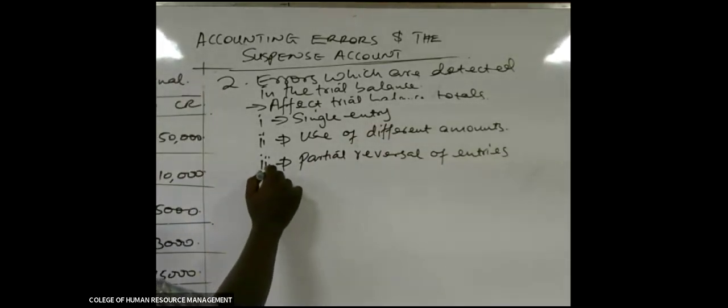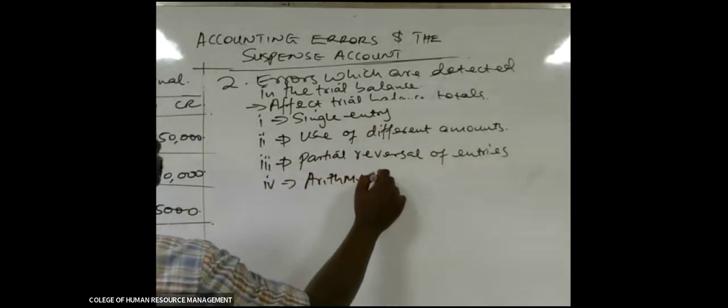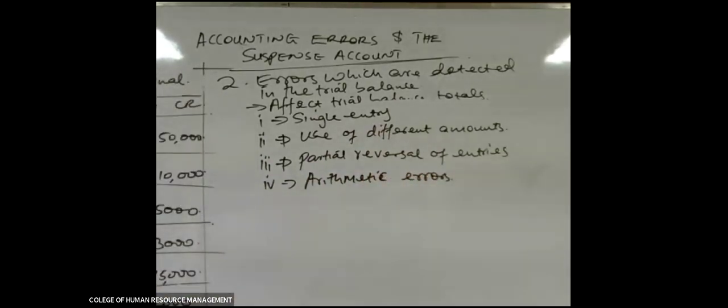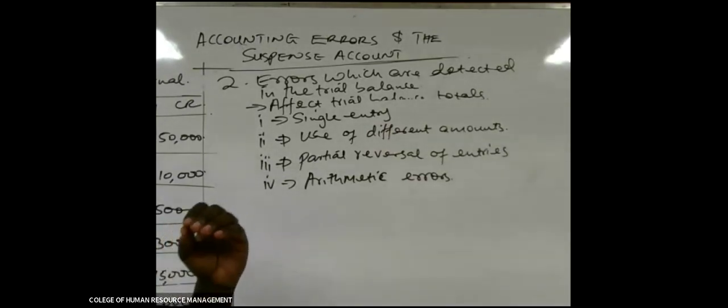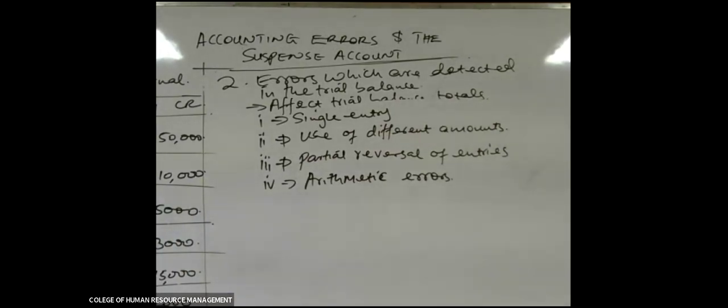Then number 4 is what we call arithmetic errors. The errors to do with addition and subtraction. When balancing your ledger accounts, you are totaling the debit or the credit and then you get the balance, you do a wrong addition or a wrong subtraction, that is arithmetic error. You will get a wrong balance. When that wrong balance is taken to the trial balance, your trial balance will not agree.